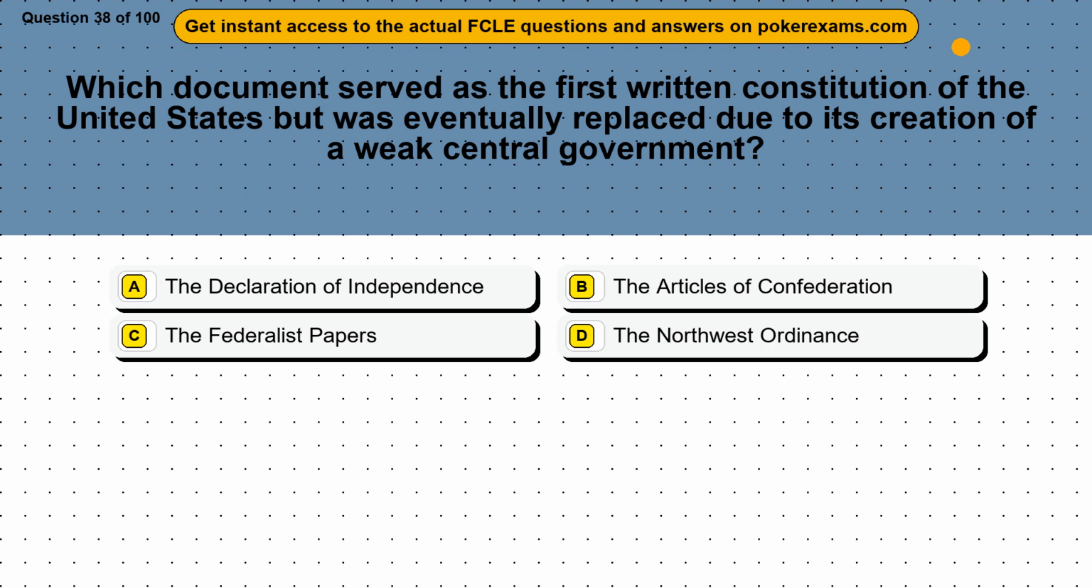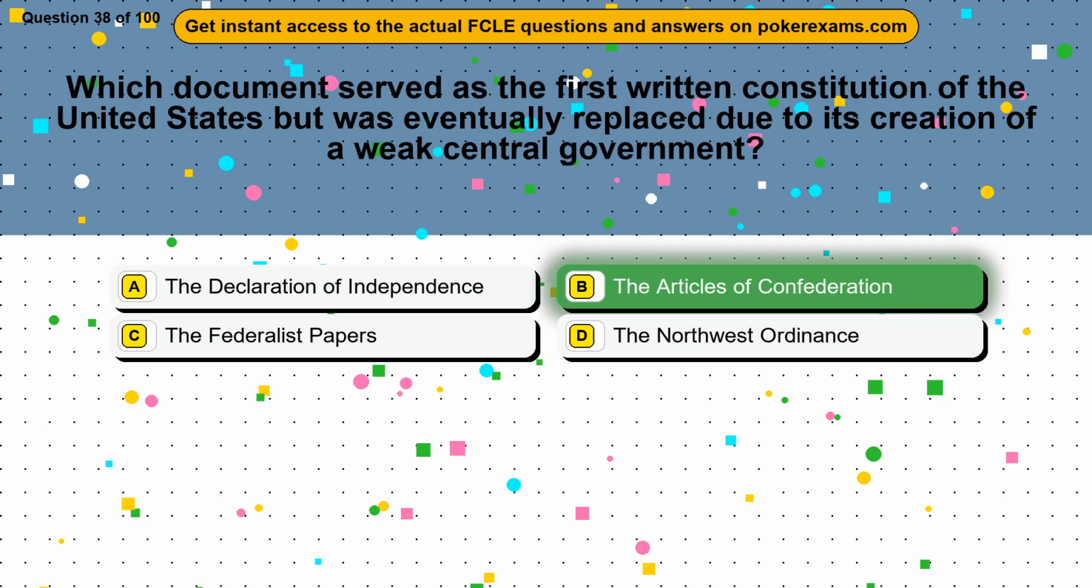Option B. The Articles of Confederation. Option C. The Federalist Papers. Option D. The Northwest Ordinance. The correct answer is option B.